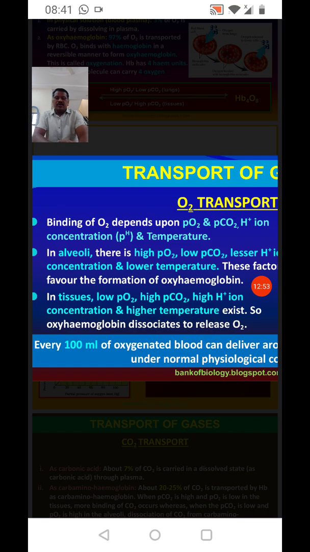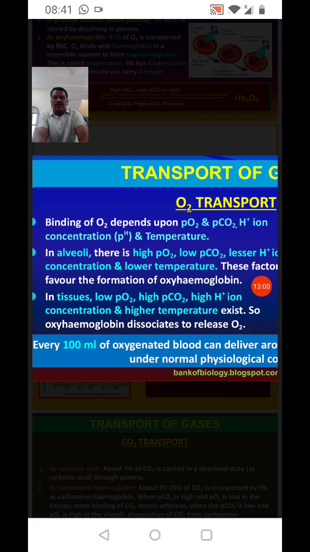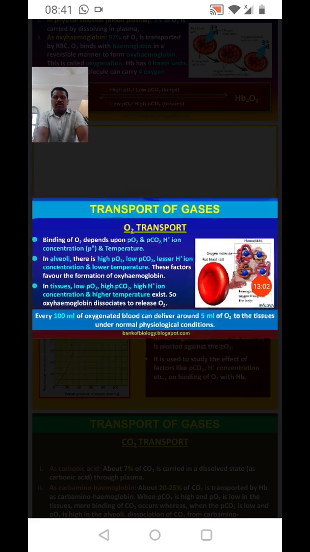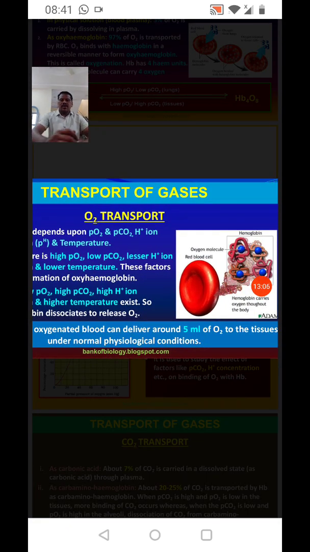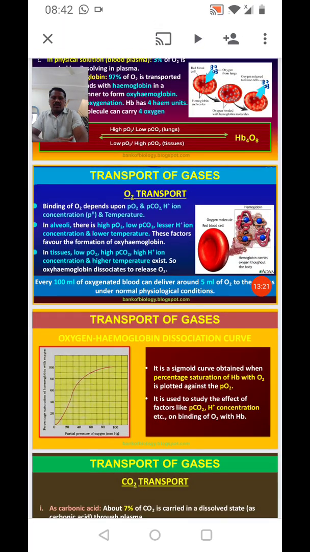And particularly you should remember, every 100 ml of oxygenated blood can transport about 5 ml of oxygen to the tissues under normal conditions. Understood? Every 100 ml of blood transports about 5 ml of oxygen to the tissues. Okay.